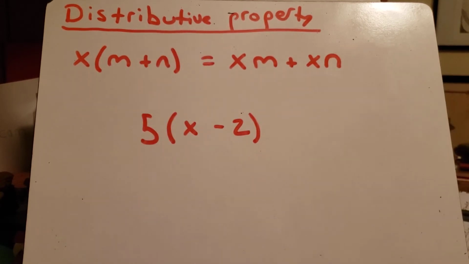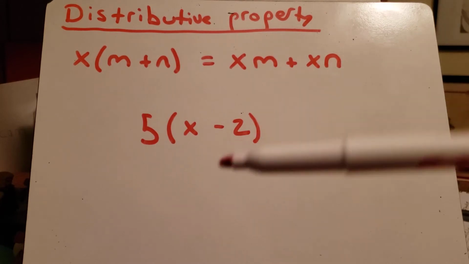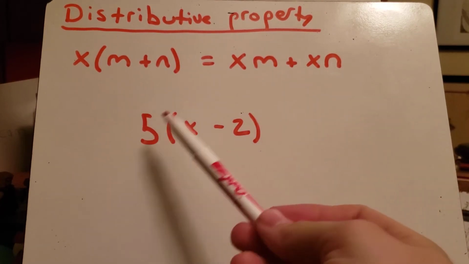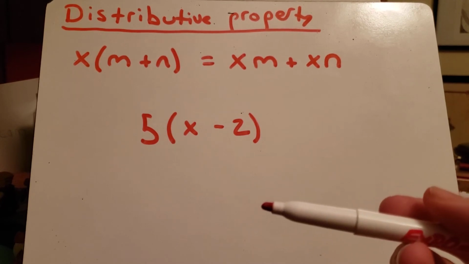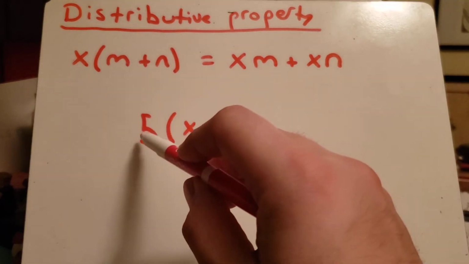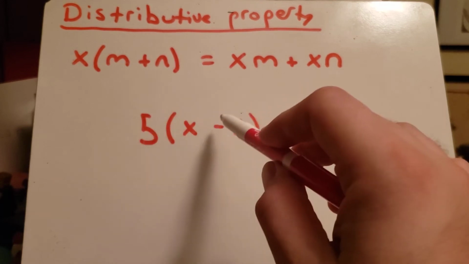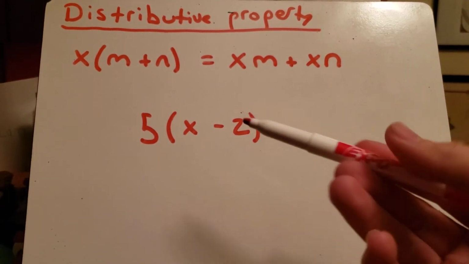So let's do an example so you can see what I mean by that, so that you're not confused. We've got our first example here. It says 5 times x minus 2. And so if we're going to use the distributive property, we're going to multiply 5 times x and 5 times negative 2, and that will be the answer.